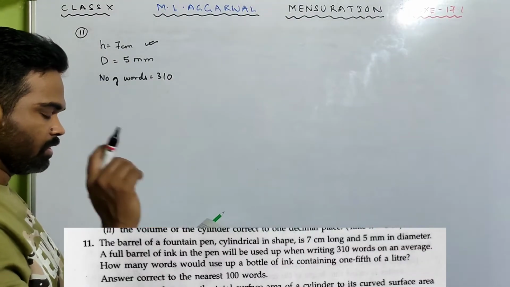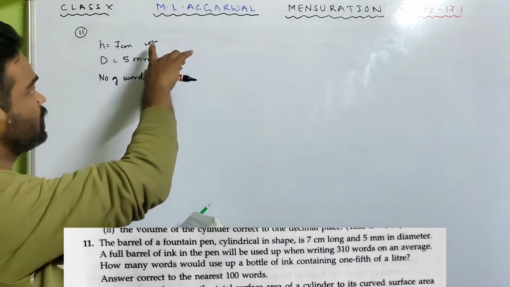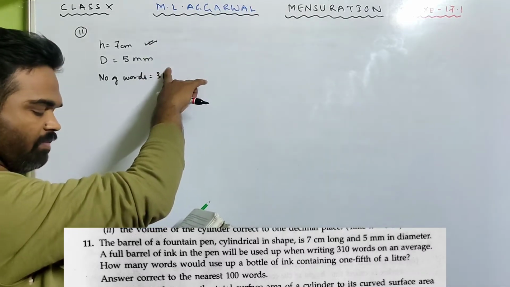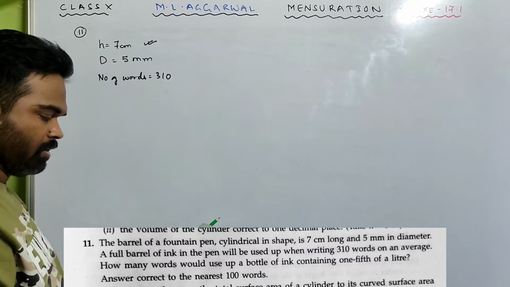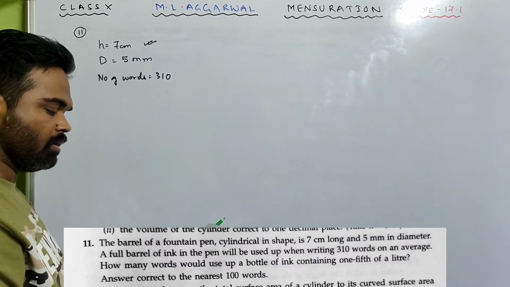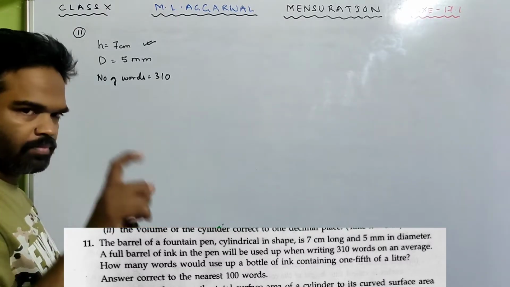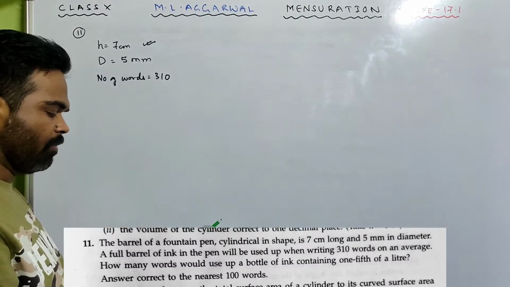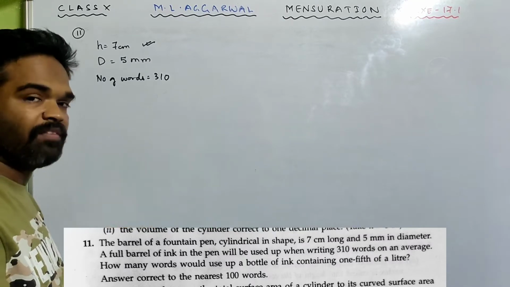Look at number 11. The barrel of a fountain pen, cylindrical in shape, is 7 centimeter long and 5 mm in diameter. A full barrel of ink in the pen will be used up while writing 310 words on an average. Full barrel, okay? How many words would use up a bottle of ink containing 1/5 of a liter?